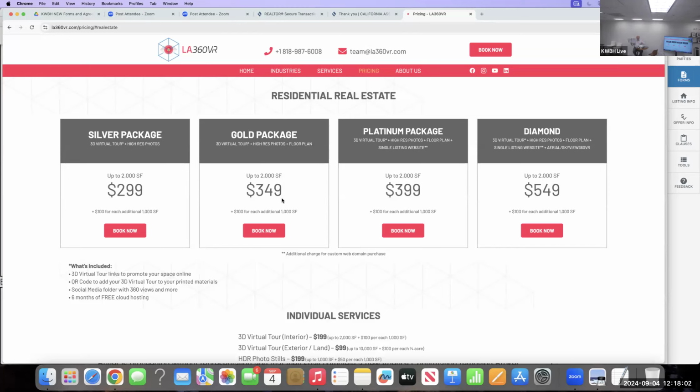MLS listing input sheet. When you go into the MLS to input your property, you're going to have to check all the boxes. These are all the check boxes when you're on the MLS to input your property. You can get this on the MLS under help forms. Just look for listing input sheets and bring this with you.